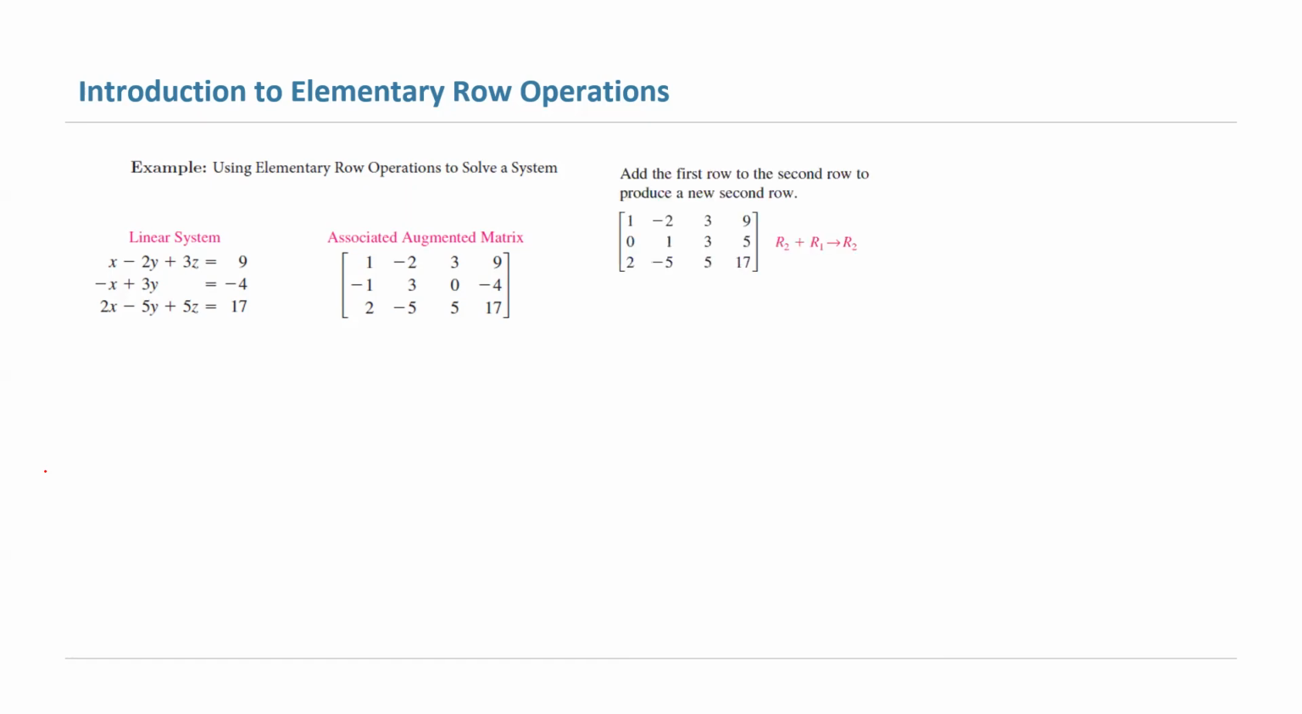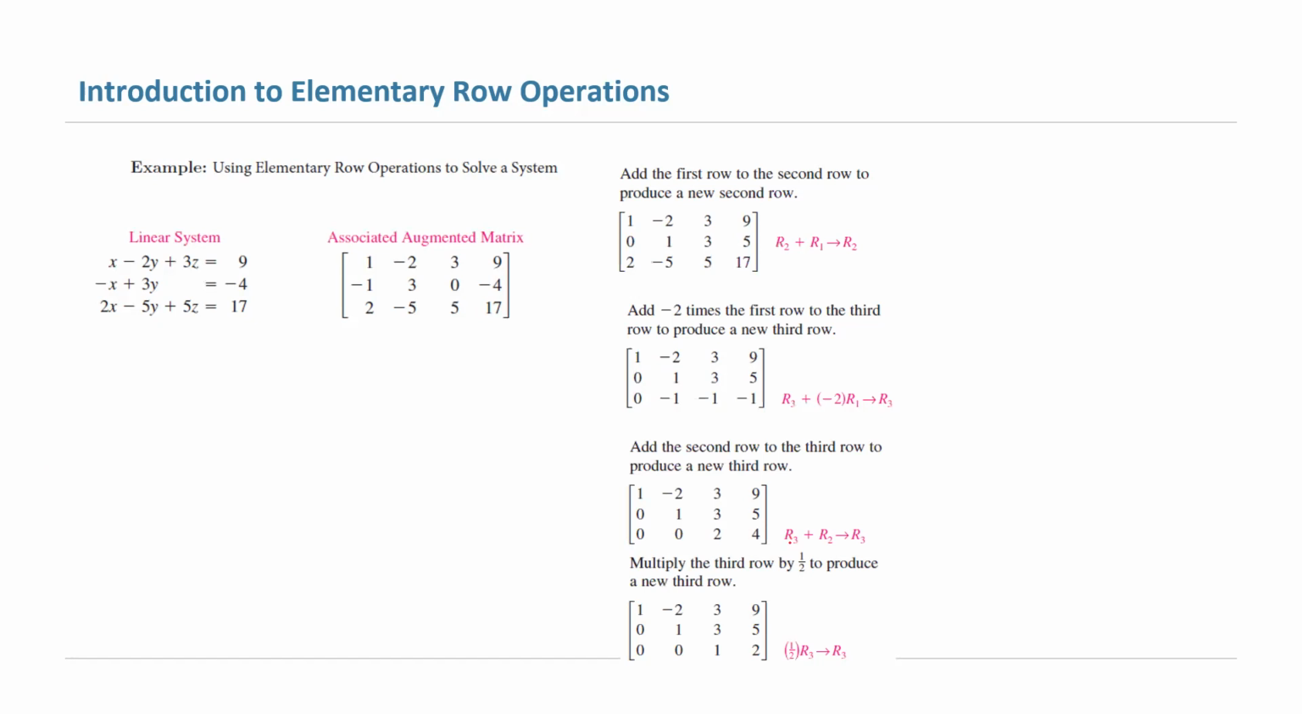What are we going to do? We're going to take the second row and the first row, add them together, and it's going to be our new second row. So R sub 2 refers to the second row. Then we're going to add negative 2 times the first row to the third row to produce a new third row. This is exactly what we did on the previous page for a linear system. Now we are doing the same operations on augmented matrix.